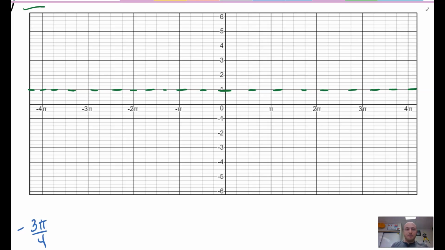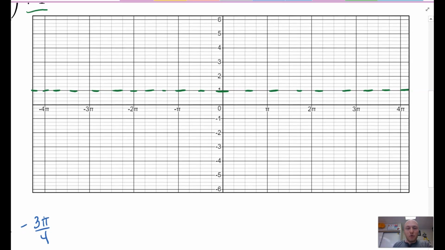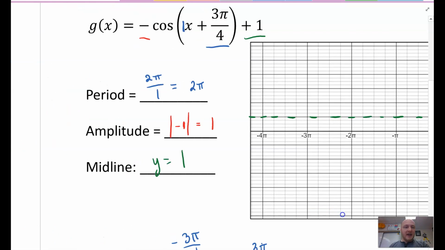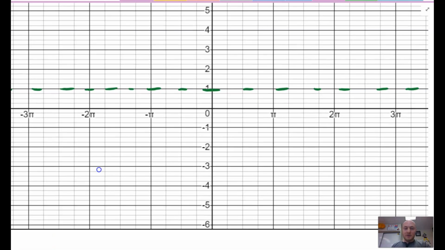So I'm going left 3 pi fourths units. Again, I just think about this from my midline, so I go left 3 pi fourths. But this is a cosine function. A cosine function is normally going to start at the maximum. Added to this, we have an a value that's negative, so we need to reflect. So instead of starting at a maximum, I'm going to start at a minimum. So I'm going to go down 1 value. So here is my starting point.